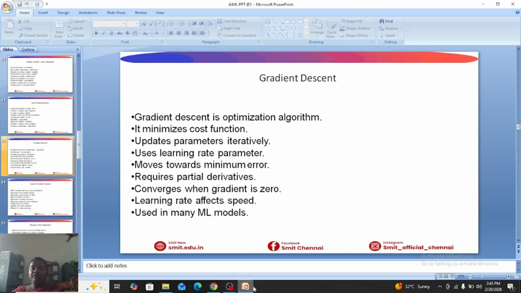The advantages of using gradient descent: it works for large datasets, is simple and efficient, and is applicable to many machine learning models.